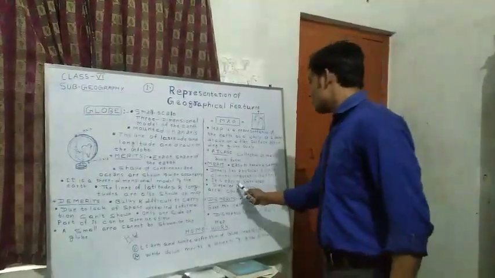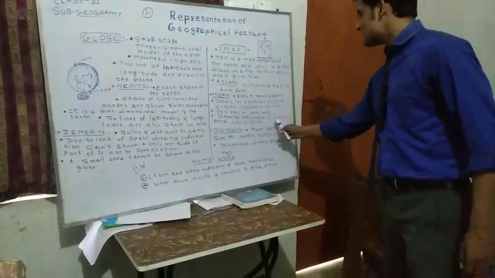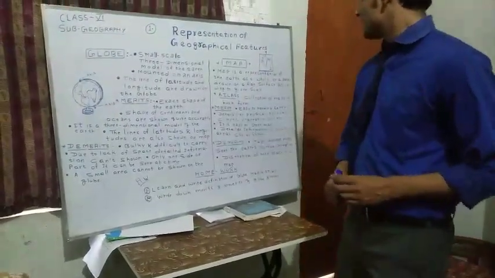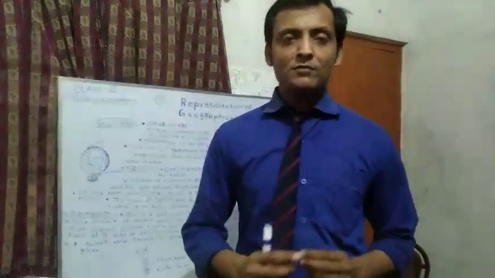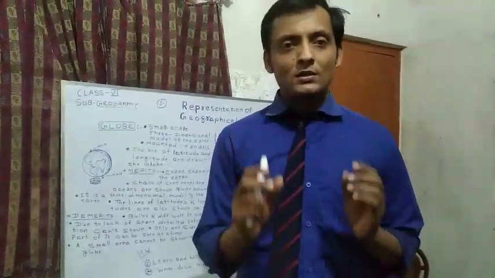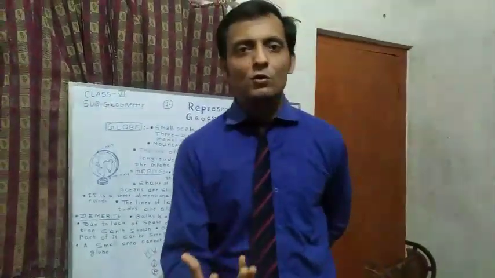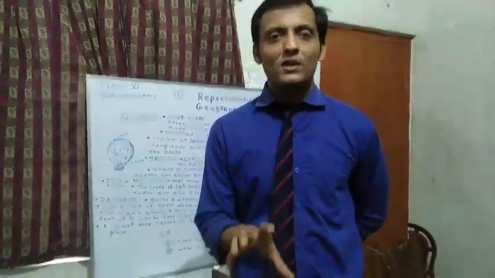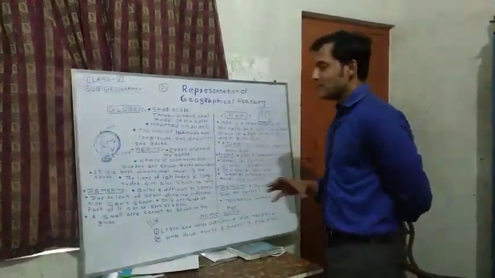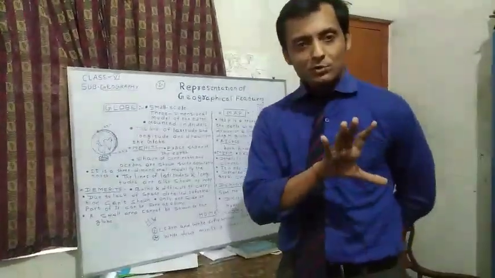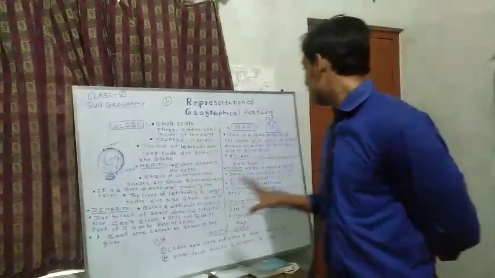Next, detailed information of even small areas can be shown. Unlike the globe, if you want to show small details of any area, like if you want to show the small area of Muzaffarpur, it is only possible through the map. We can show the detailed information of any area, any place on the map.